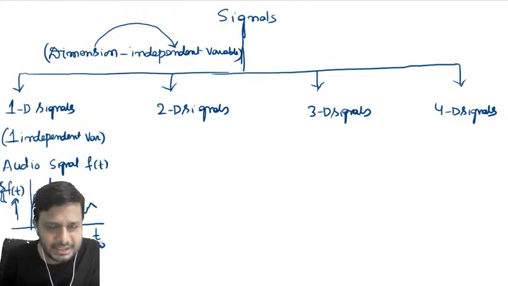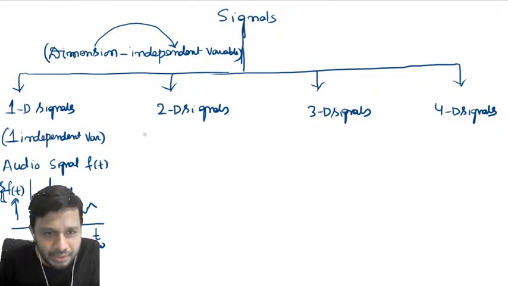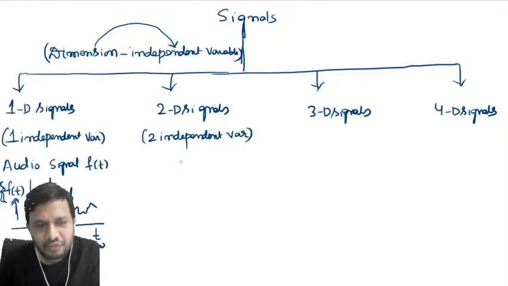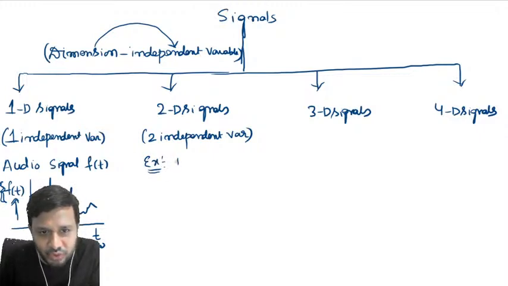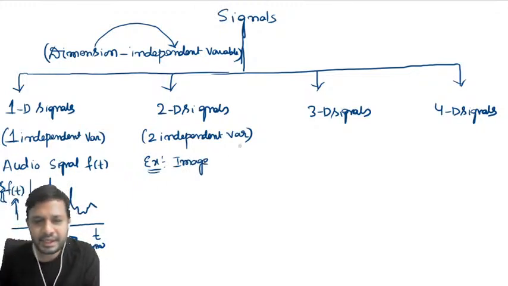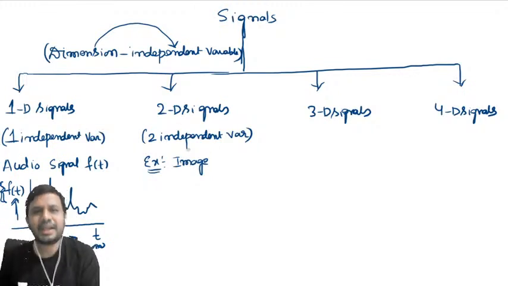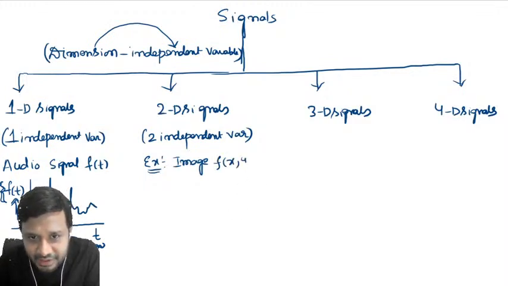Coming to two-dimensional signals, how many independent variables can we expect? Already we have seen that dimension means independent variable. If one-dimensional signals have one independent variable, naturally two-dimensional signals will have two independent variables. What examples can you give for a two-dimensional signal? An image, what we store in a mobile or a computer, JPEG image, TIF image, .png. An image can be taken as an example of a two-dimensional signal, represented like this: f of x comma y.